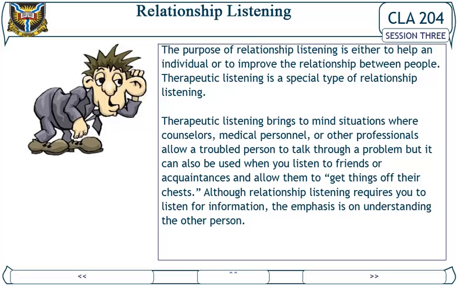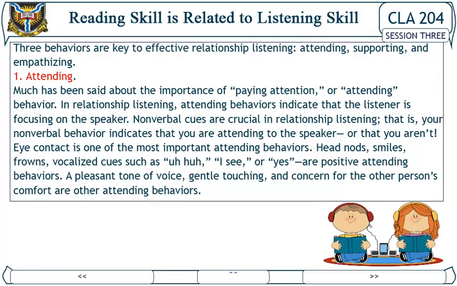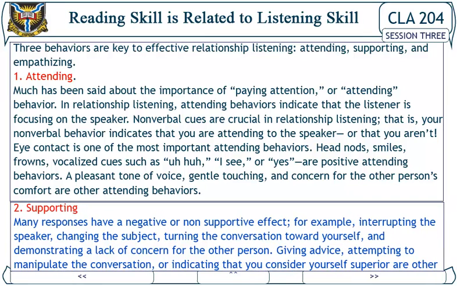a problem, but it can also be used when you listen to friends or acquaintances and allow them to get things off their chest. Although relationship listening requires you to listen for information, the emphasis is on understanding the other person. 3 behaviors are key to effective relationship listening: attending, supporting, and empathizing. Attending.